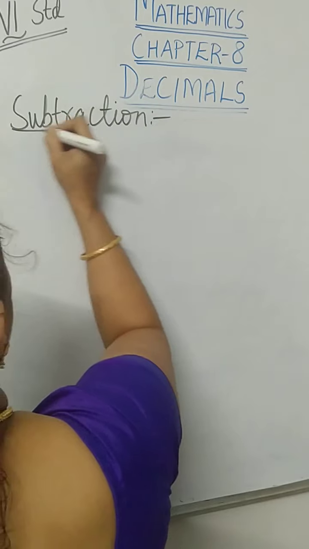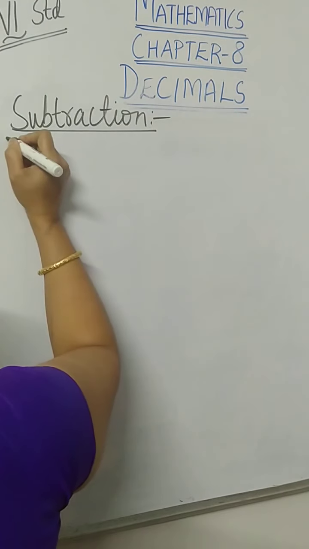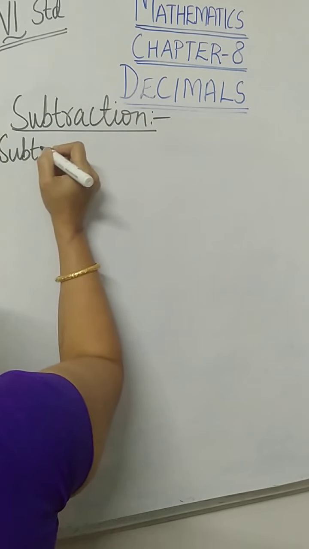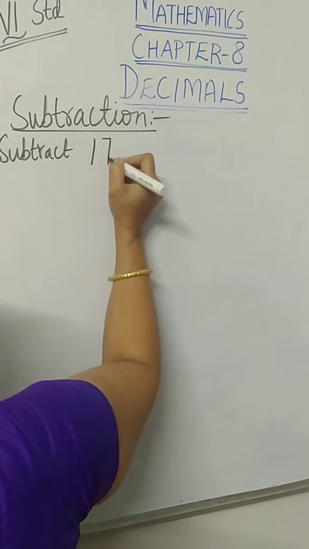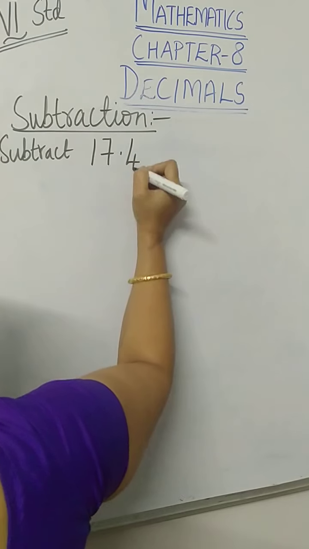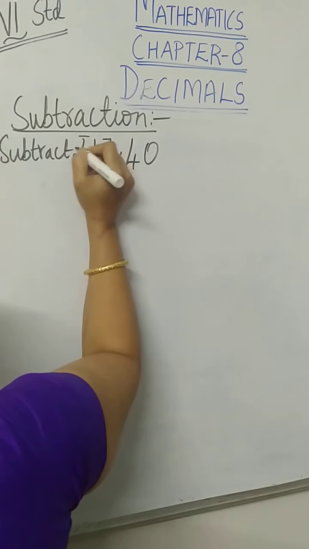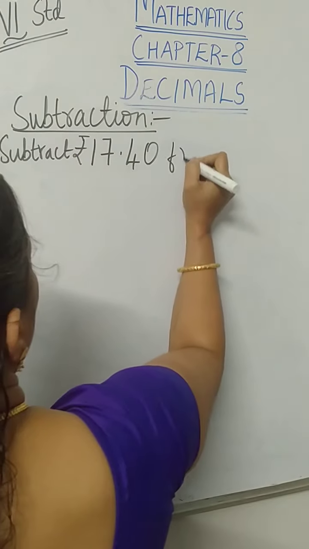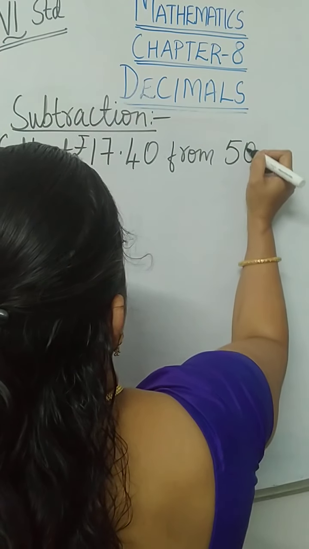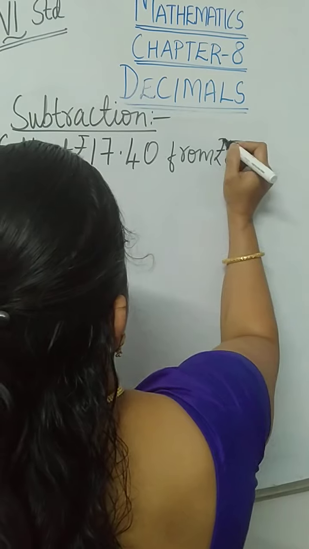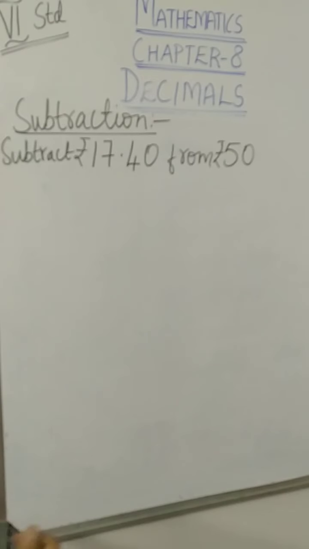Let us learn how to subtract. Subtract rupees 17.40 from rupees 50. Yes, let us subtract rupees 17.40 from rupees 50.